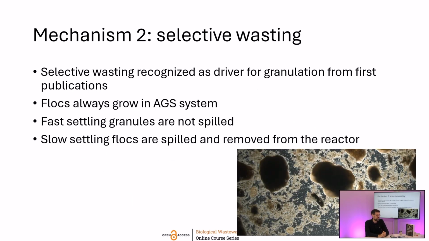The second one is the selective wasting, and that's already there from the beginning. If you look at the first paper on aerobic granular sludge, it's about selective wasting. You have to waste the flocs and keep the granules in the reactor, and do that every batch, every time. And then in the end, you are only left with large granules. That's really important, to always keep throwing away those flocs.